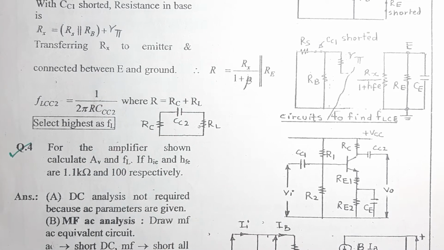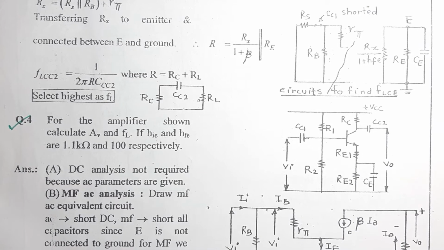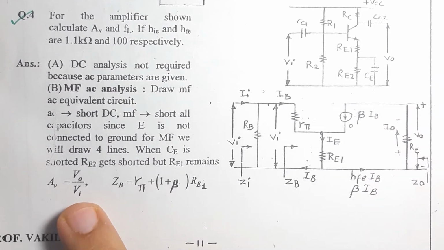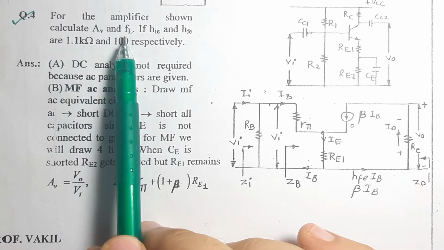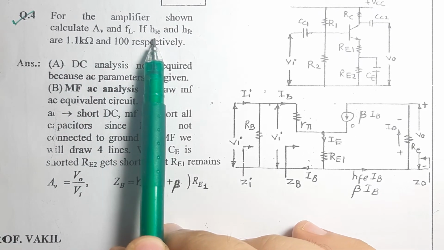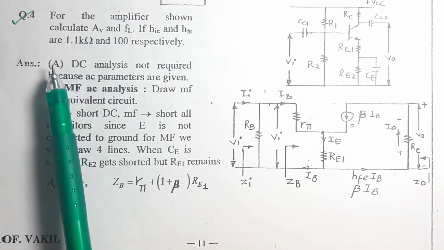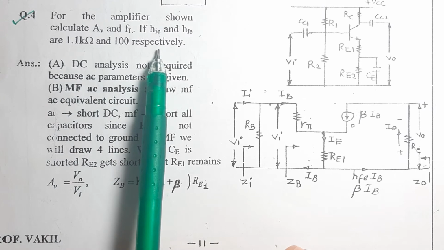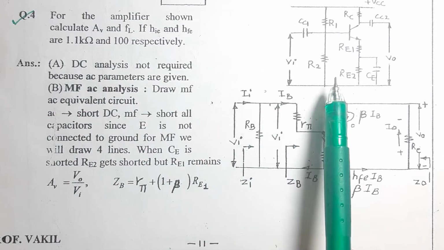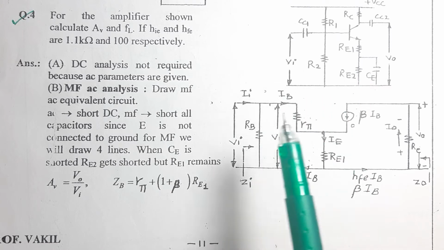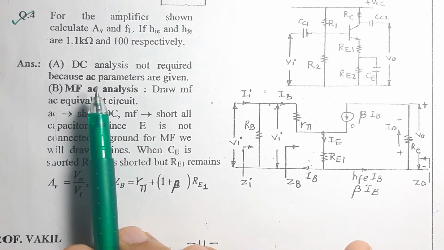Now let us proceed for some more advanced type of numerical, so that it becomes easier for the students to understand the concept. For the amplifier shown, calculate AV and FL if HI, that is R pi, and HFE are given, with HFE being 100. Apart from that, we are not given anything else. We just need to find out AV and FL. So let's see how we can proceed.